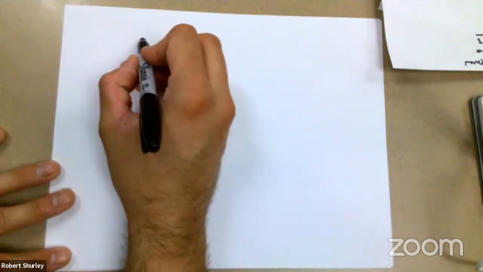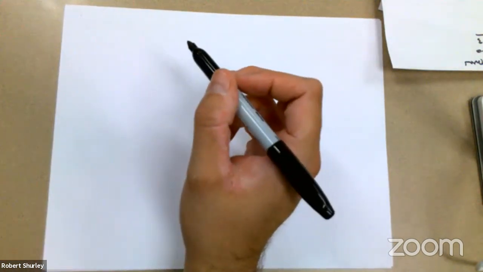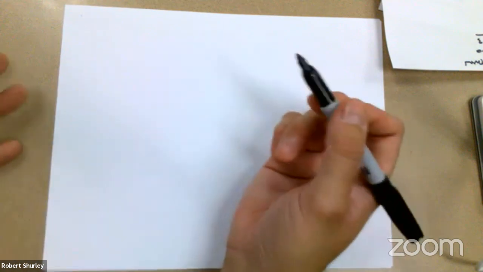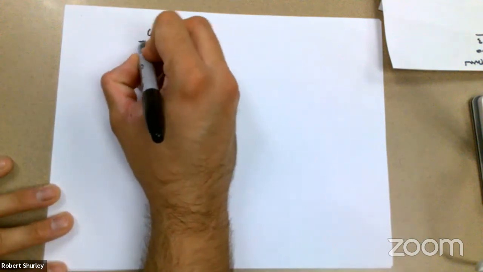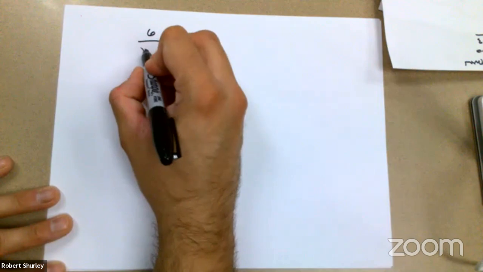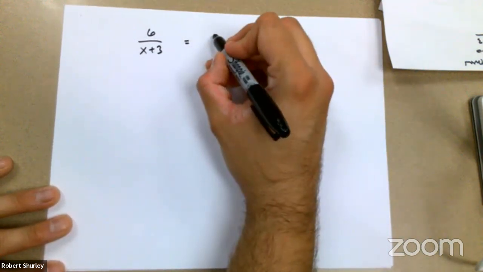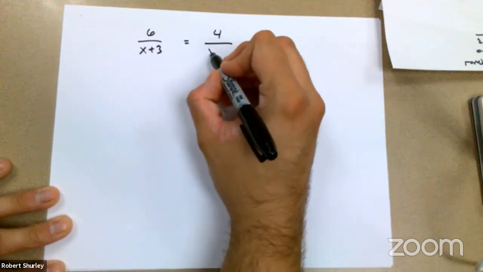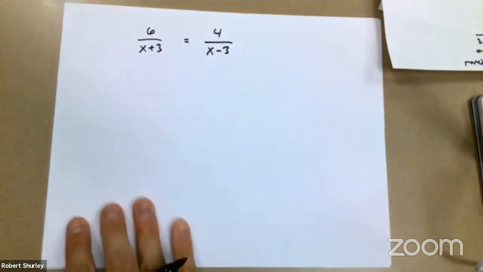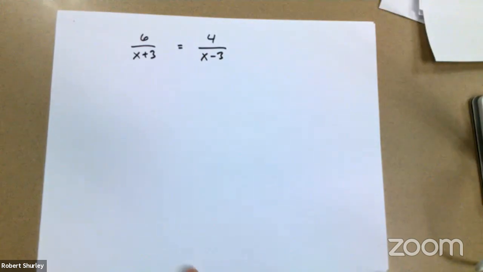Okay, so now let's kick it up even further. Just hold on, sit tight. It's about to be a bumpy ride. Let's do number 14. We'll choose another even one, that way you can know the answer. 6 over x plus 3 equals 4 over x minus 3.